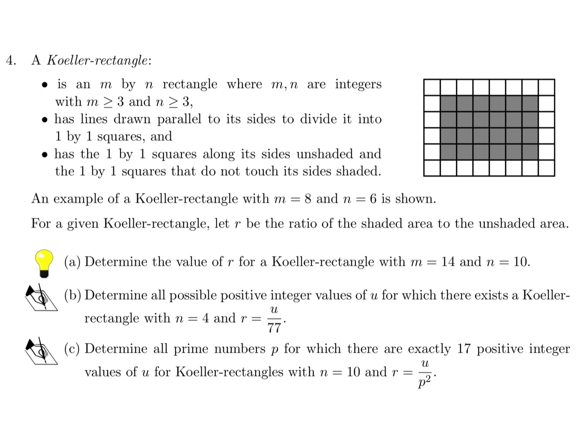For a given polar rectangle, let R be the ratio of the shaded area to the unshaded area. Determine the value of R for a polar rectangle with m equals 14 and n equals 10.